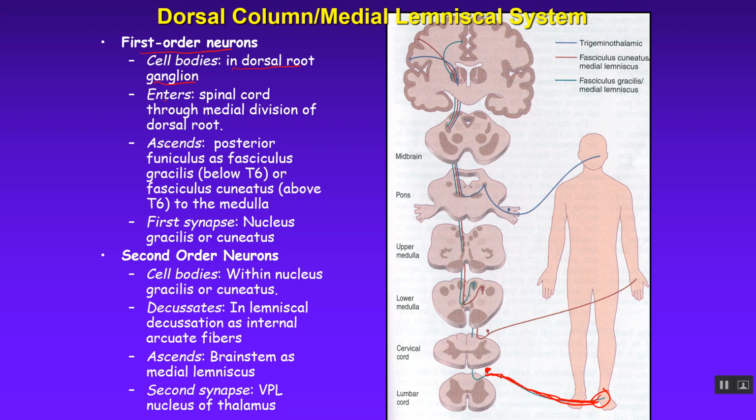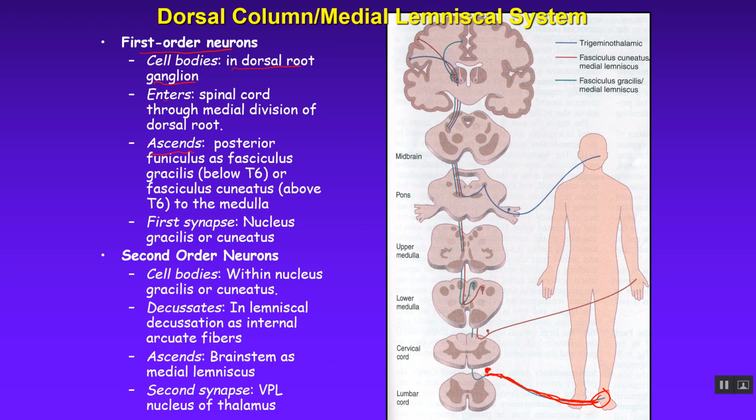So that's where it enters the spinal cord. Then it ascends up the back part of the spinal cord as in one of the dorsal columns. You hear dorsal columns? There's 2 columns there. It ascends in the posterior funiculus. The funiculus is the big back part of the whole back part of the spinal cord, as either the fasciculus gracilis or the fasciculus cuneatus.